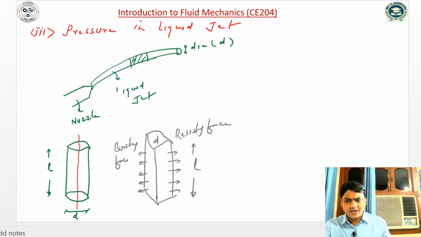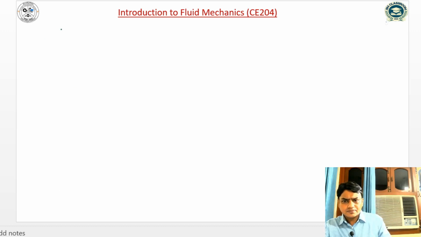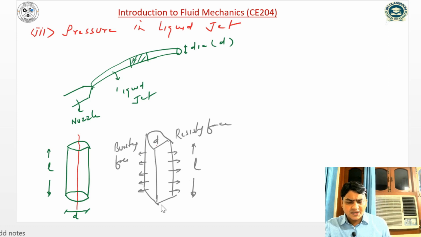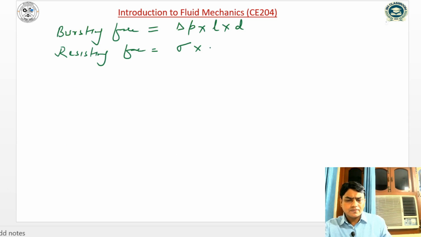So here the bursting force, if I write, is equal to delta P into L into D, and the resisting force is sigma into, here we can see, L plus L, so 2L plus 2D. So we can write sigma into 2L plus 2D.